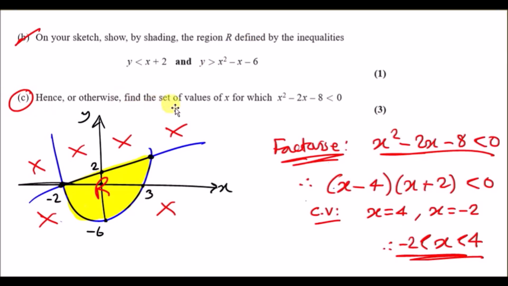Now, hence or otherwise, find the set of values of x for which this equation is less than 0. Take note: this equation here is not the same as these two. If anything, you can see that it looks like the quadratic equation, but it's gone down by 2, and xy is gone down by 1. So actually it's x plus 2 into this one.